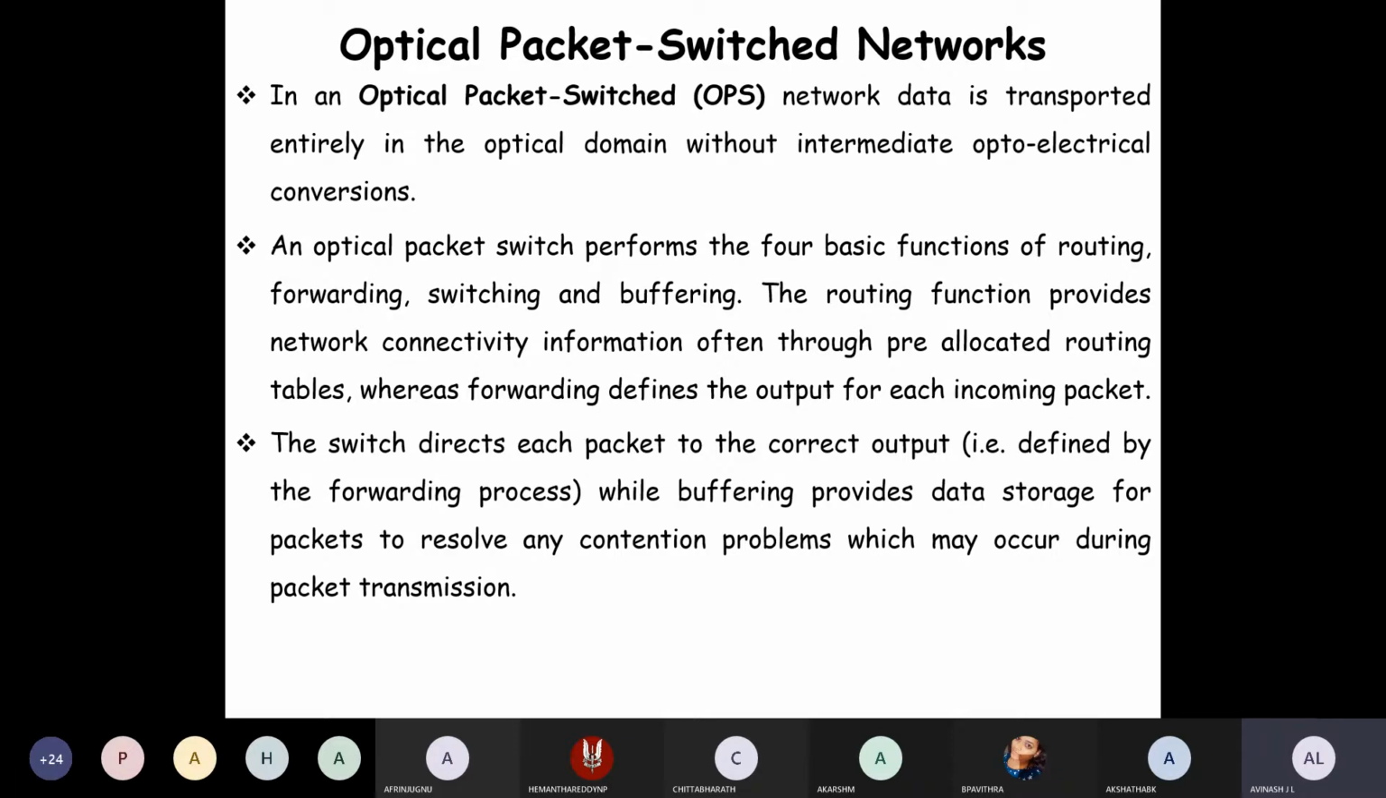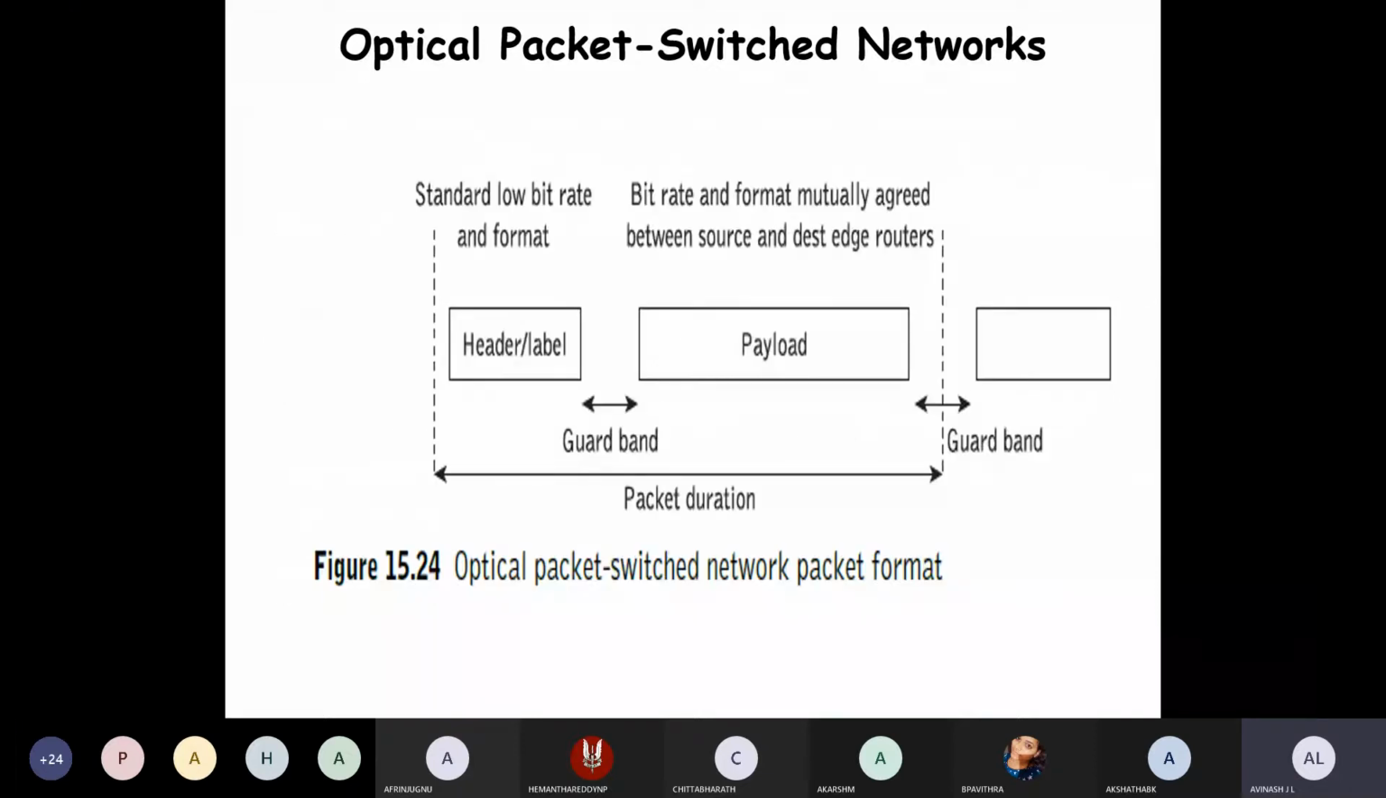Here an optical packet switch performs the 4 basic functions: routing, forwarding, switching as well as buffering. We know that routing provides network connectivity. Forwarding means forwarding from one particular node to another particular node. Switching also, and buffering also: store it, and when it is available, we are going to send it.